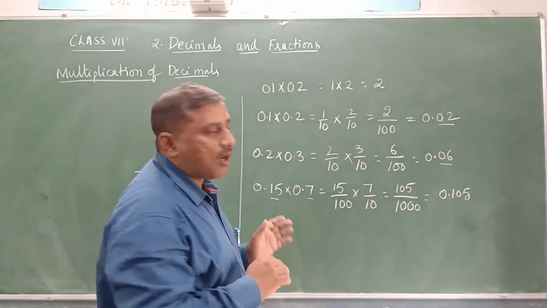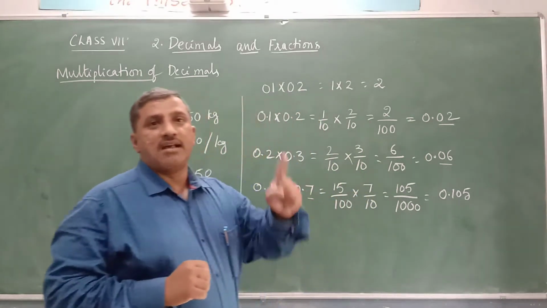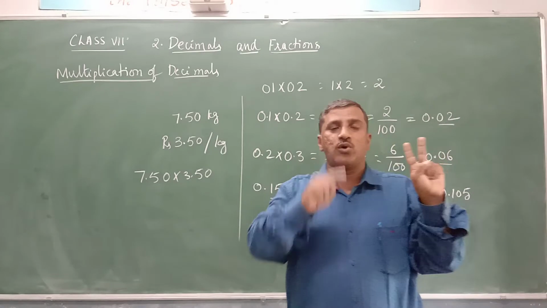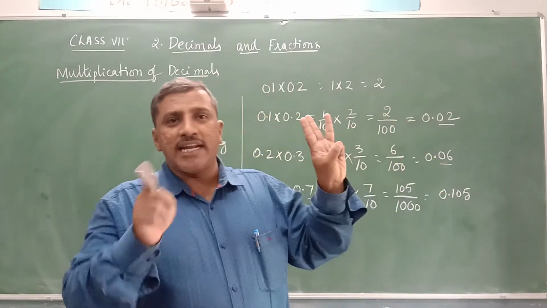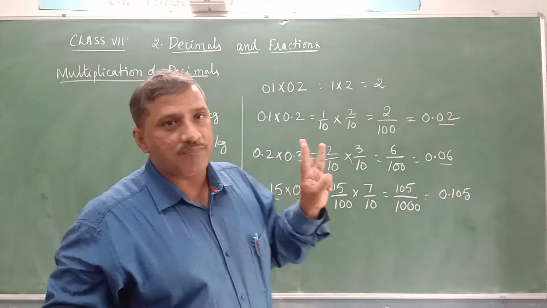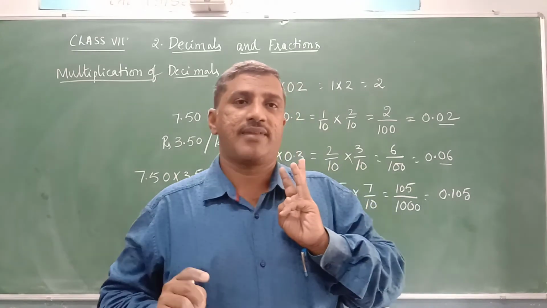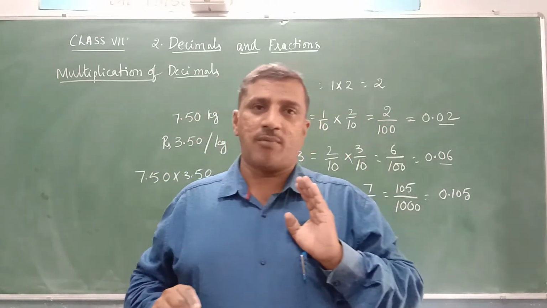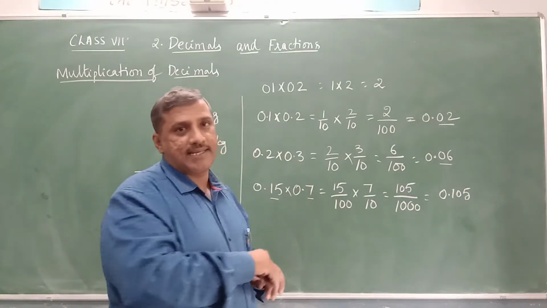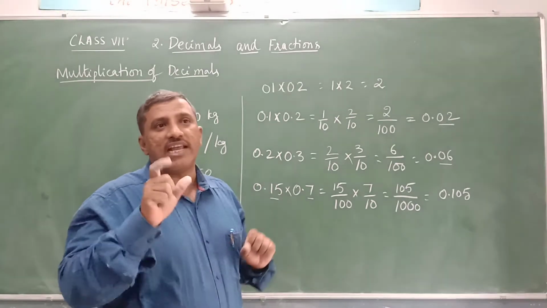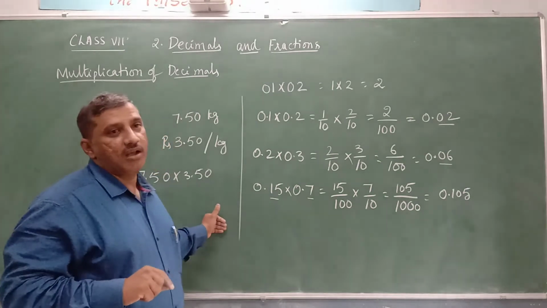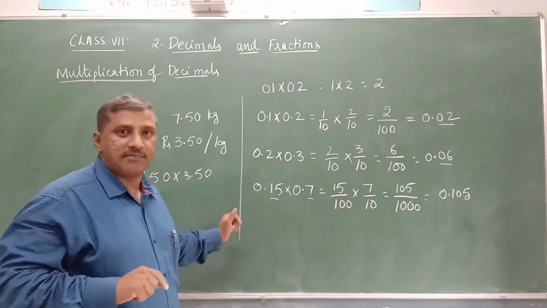So what is the concept? How do we multiply two decimals? First, ignore the decimal point. 2. Multiply the two numbers as whole numbers. 3. Count the number of digits in both the decimal numbers. How many digits are there after the decimal point? Add them. Fourth point, put the decimal point in the product after those many digits from the right side. That will give you the product of two decimals. We will discuss a few examples of how to multiply two decimals.